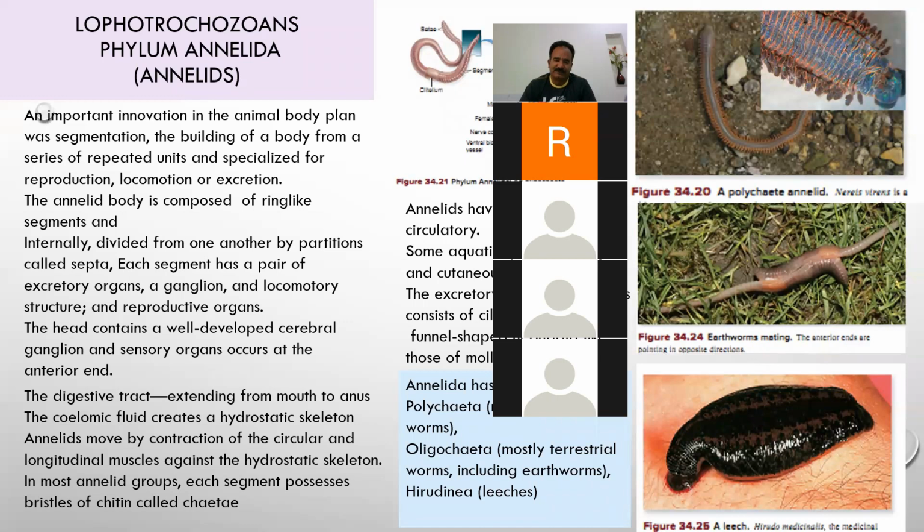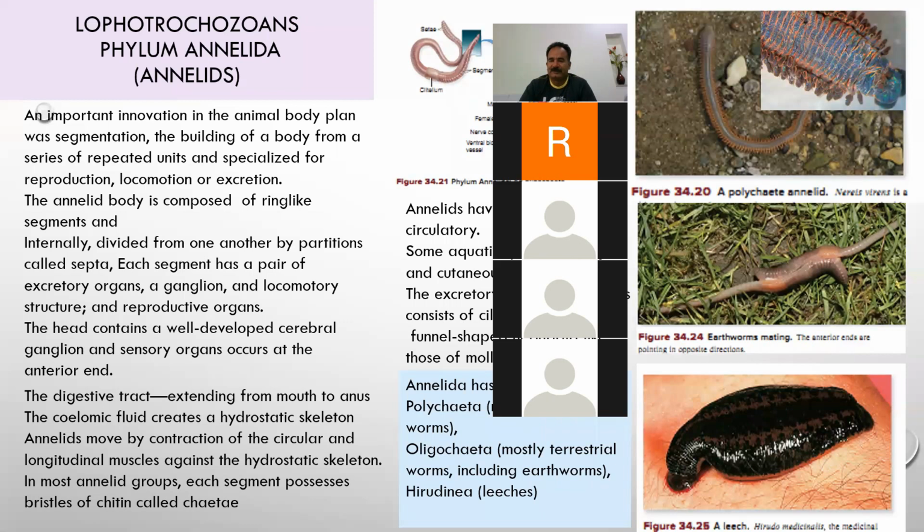Their digestive system is a tube-like, advanced type of digestive system, and their body coelom is filled by hydrostatic fluid, and that fluid acts as a hydrostatic skeleton. Annelids have a well-developed circulatory system.